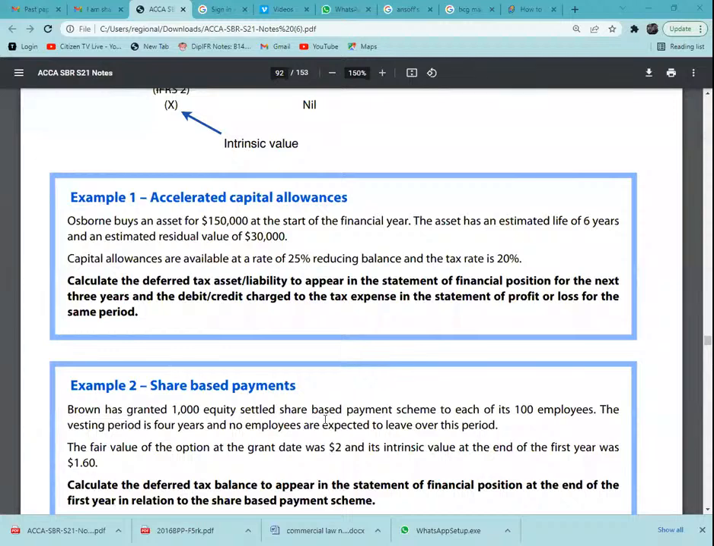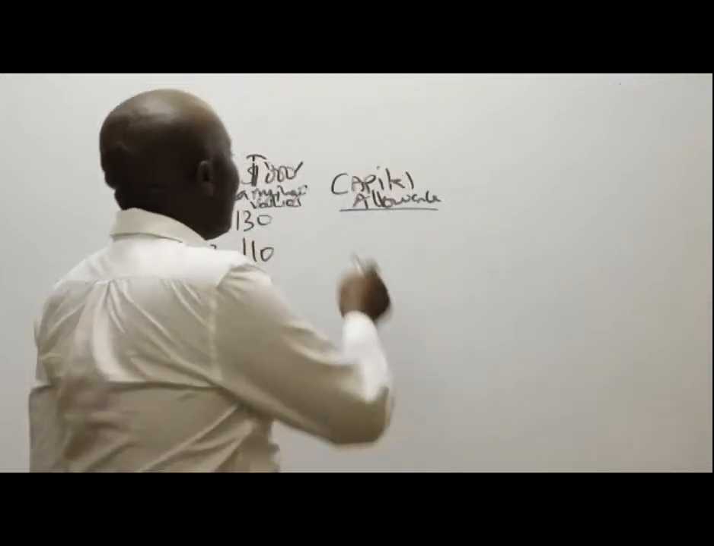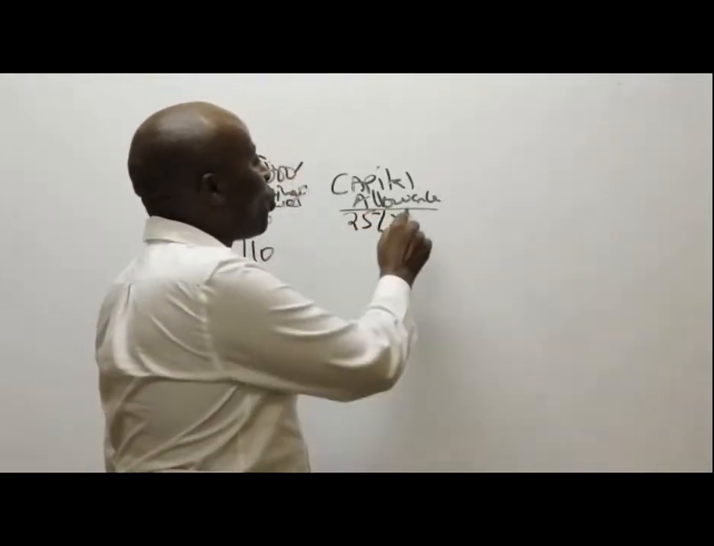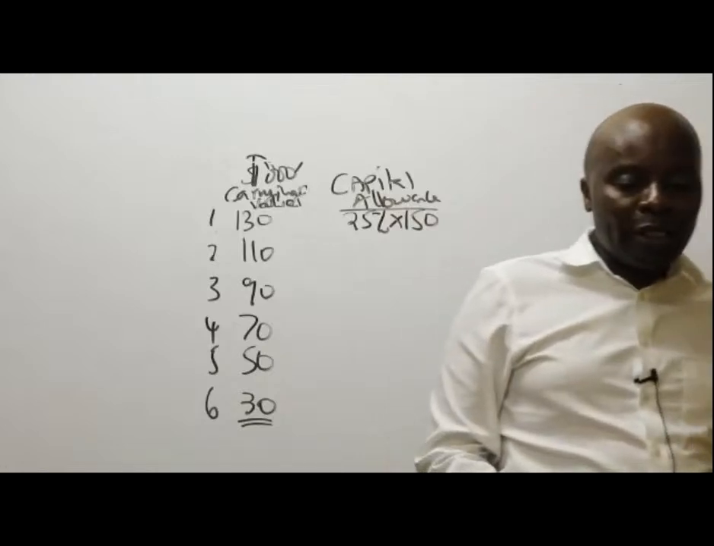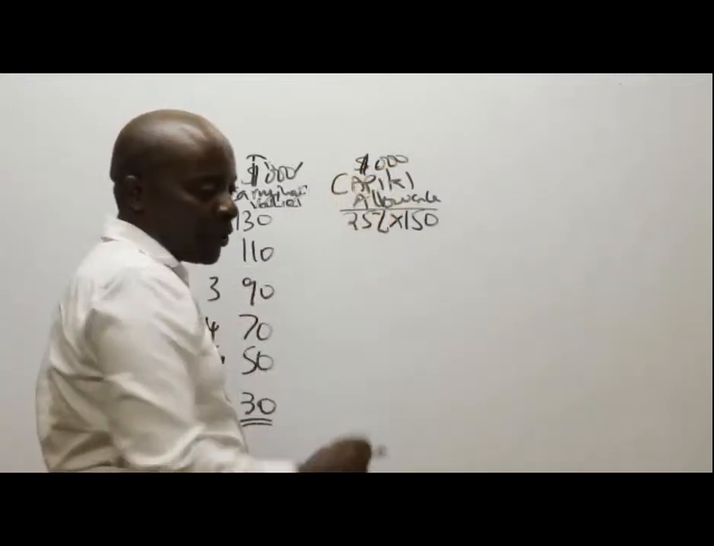Capital allowances are available at the rate of 25%, reducing balance. So is there somebody who can give me the first year's capital allowance? Great. The first year's capital allowance is 25% of the original cost, and the original cost here was 150. Please remember, our figures are in $thousands, so cut the 3 zeros.